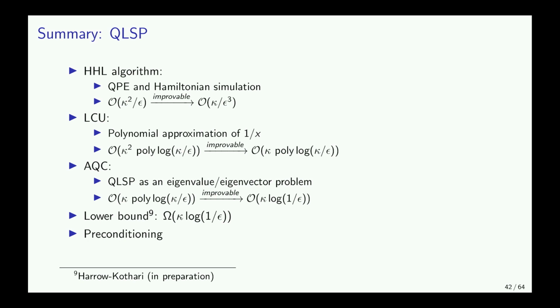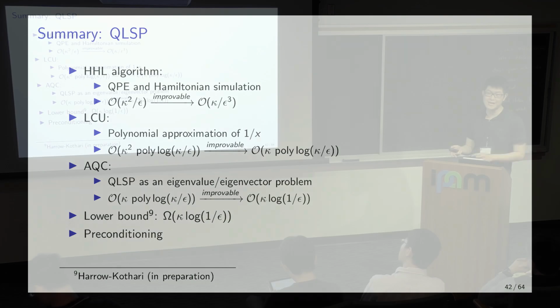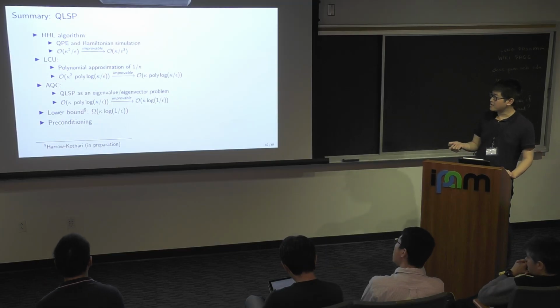We started with HHL. HHL is based on phase estimation and the Hamiltonian simulation subroutine. It is the first quantum algorithm, and the overall complexity is something like kappa squared over epsilon. LCU is based on the polynomial approximation of the function 1 over x. You can imagine that LCU is a very powerful tool: if you have some arbitrary function f of x with a nice polynomial approximation, you can always try to implement it with the LCU approach. But we need to be careful about the complexity due to the LCU circuit. For the linear system, it is kappa squared, polylog 1 over epsilon.